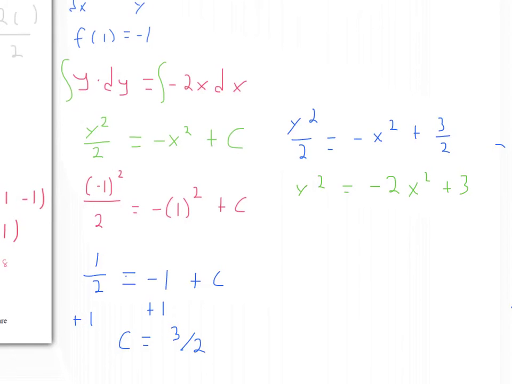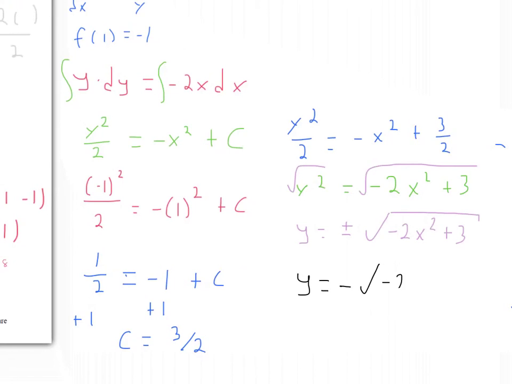To solve for y, we're going to take the square root, so take the square root of the left side, take the square root of the right side. Y is equal to plus or minus the square root of negative 2x squared plus 3. Now, because we were given that the y value was negative, here we have a plus or minus, but we want the particular solution for this. So because our y value in our initial condition is negative, y is equal to negative square root of negative 2x squared plus 3.